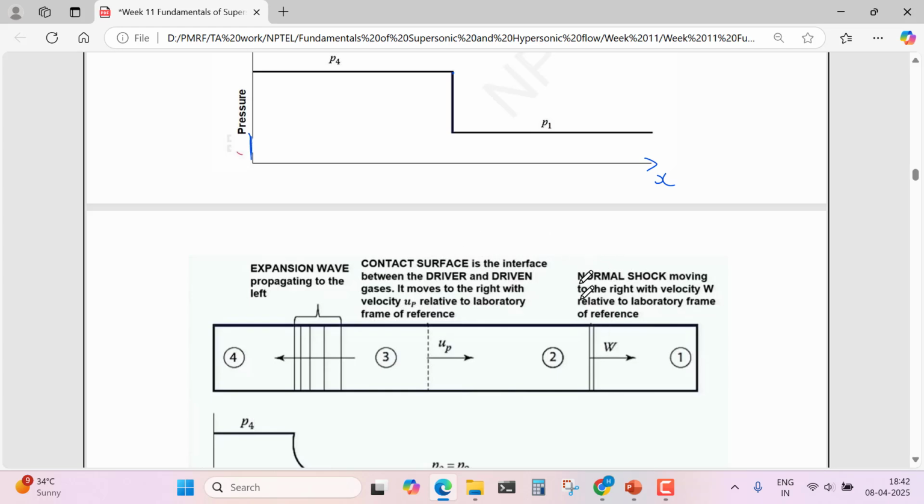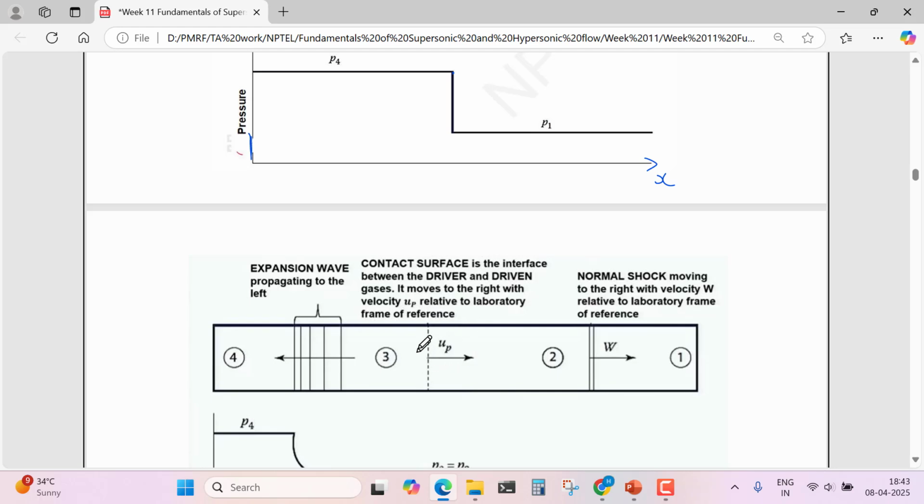So one normal shock wave is moving to the right with velocity W relative to the laboratory frame of reference, and the expansion fan is propagating to the left. The initial condition is 1 for the driven section and 4 for the driver section. But this shock wave will move with condition 2, a different condition, and for the expansion fan, this condition is 3.